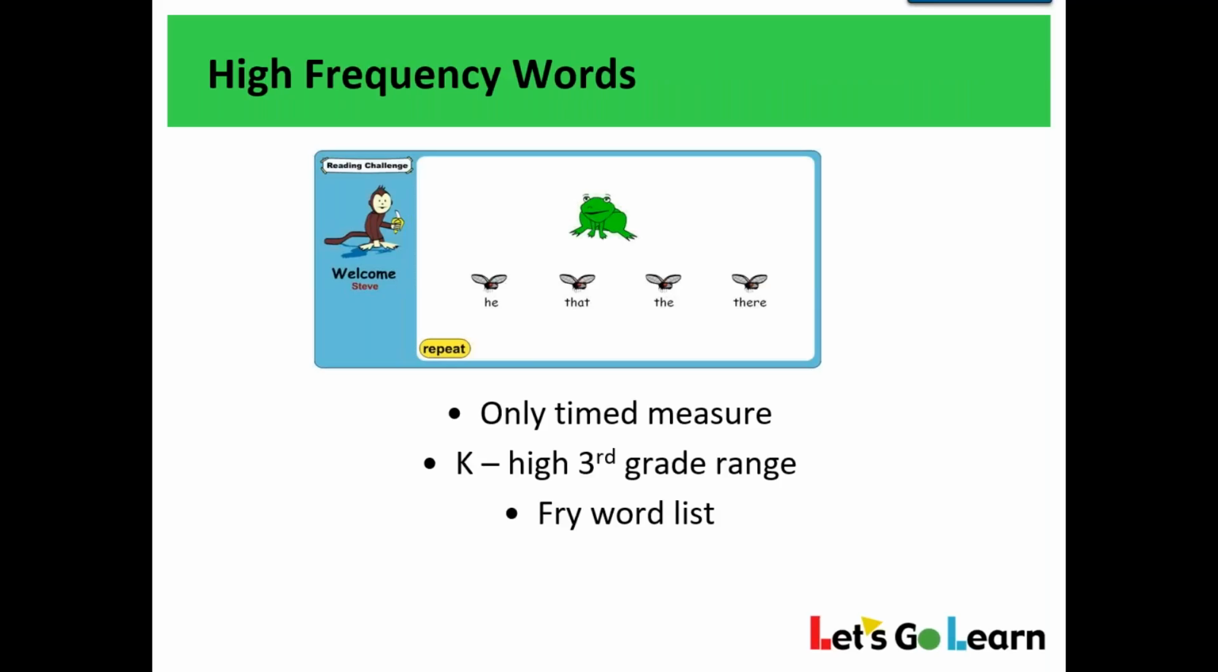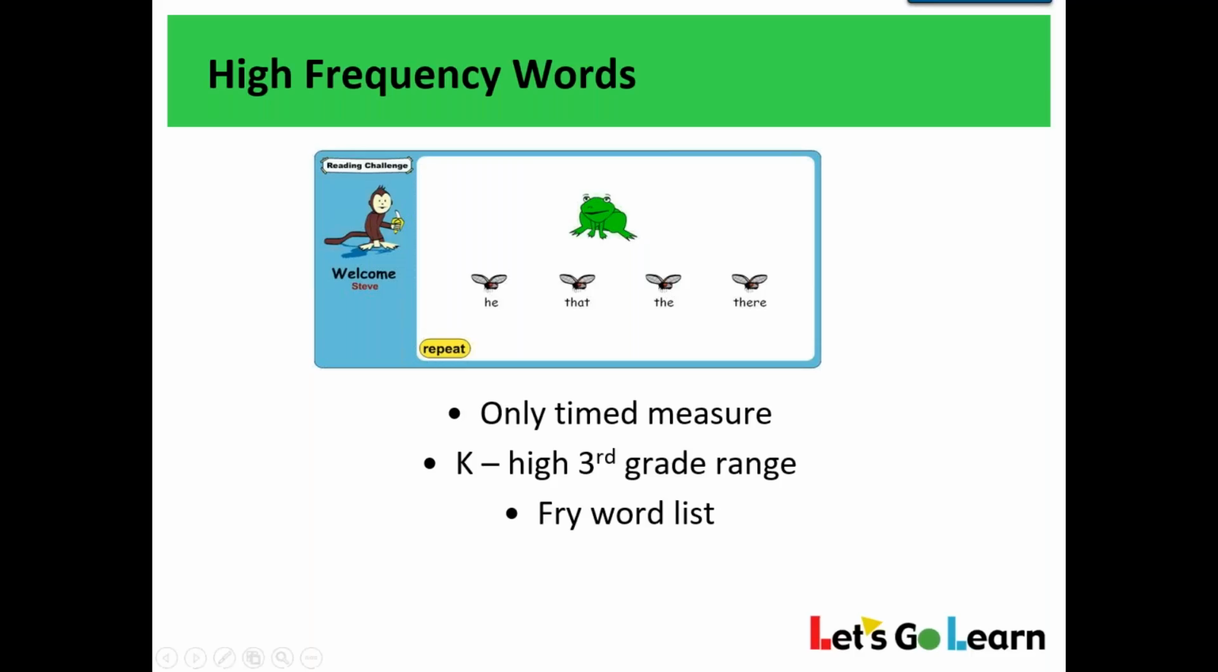So all students, when we start the assessment, the first three sections are regarding decoding. We have the students read the words on the page. And the very first subtest is high frequency words. Within DORA, this is the only timed measure that we offer, because by definition, high frequency words or sight words should be known immediately.